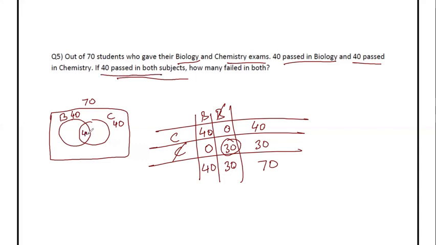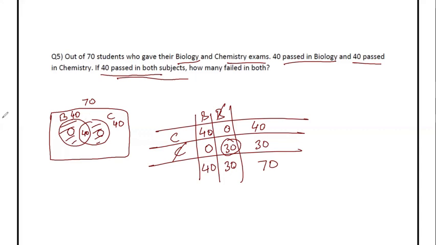So when 40 passed in both comes in the center, then 0 is only chemistry. So people who only pass chemistry is 0. People who only pass biology is 0. Understood? This shaded portion means only that category. The entire circle means chemistry 40, biology 40, like that. It works.